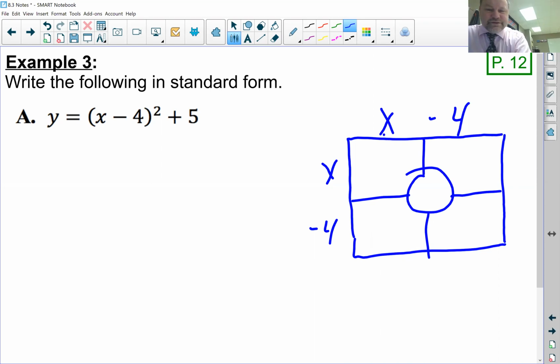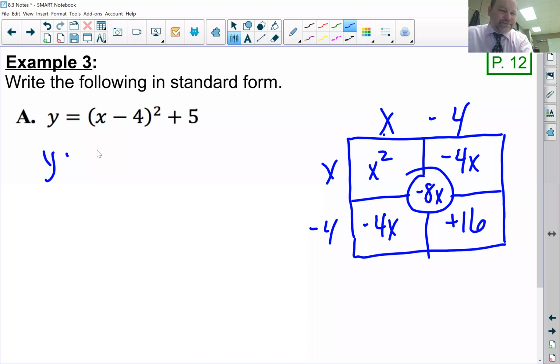X times x is x squared. X times -4 is minus 4x. -4 times x is -4x. -4 times -4 is plus 16. Combine my like terms, negative 4x minus 4x is negative 8x. So when I multiply that out, I actually don't need to use the parentheses anymore. I would get x squared minus 8x plus 16.